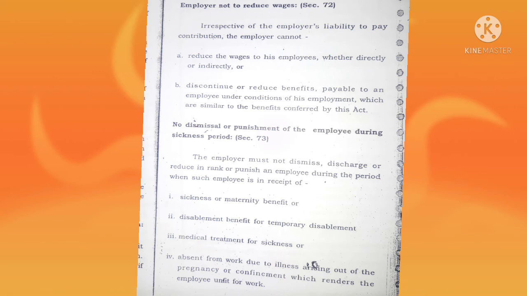No dismissal or punishment of the employee during the sickness period, section 73. The employer must not dismiss, discharge, reduce in rank or punish an employee during the period when such employee is receiving sickness or maternity benefit, or disablement benefit for temporary disablement, or medical treatment for sickness, or is absent from work due to illness arising out of pregnancy or confinement which renders the employee unfit for work.